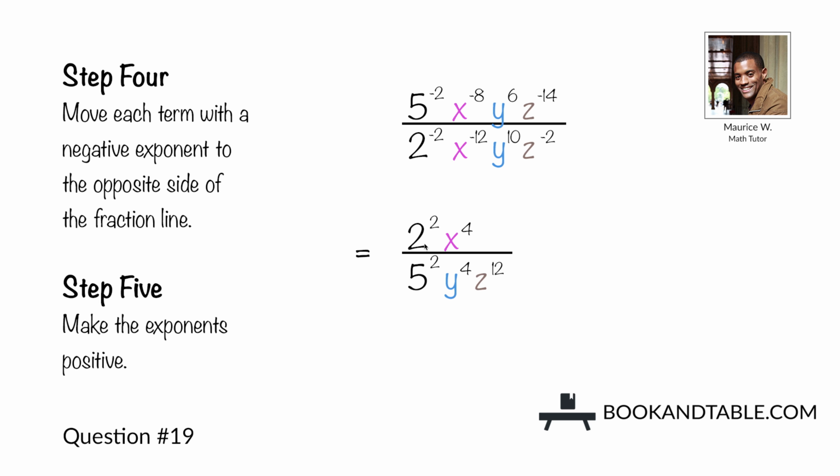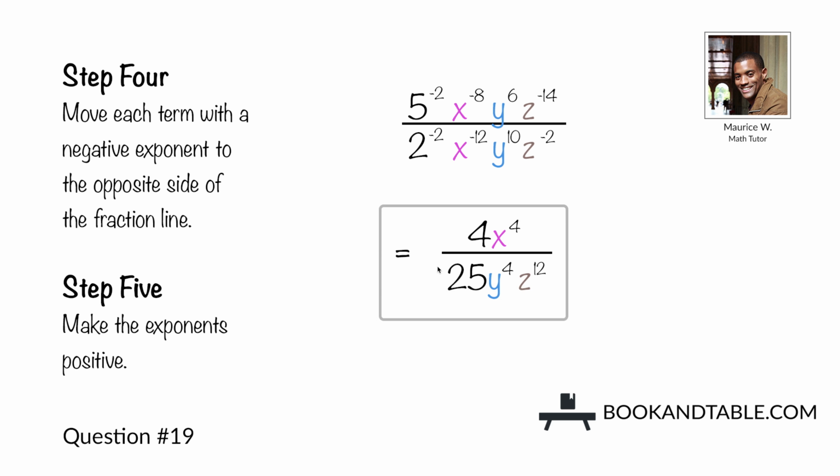So that gives us 2 squared times x to the 4th in the numerator, which would be 4x to the 4th. 5 squared becomes 25, giving us a final answer of 4x to the 4th divided by 25, y to the 4th, z to the 12th.